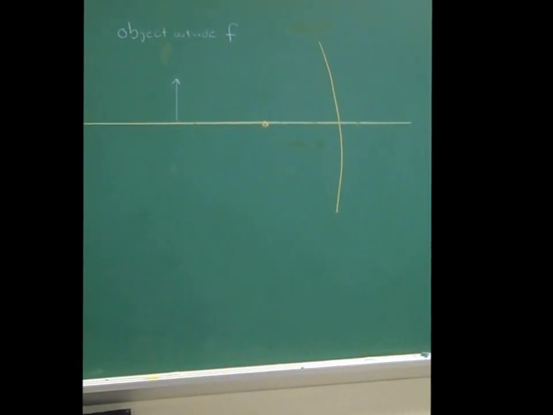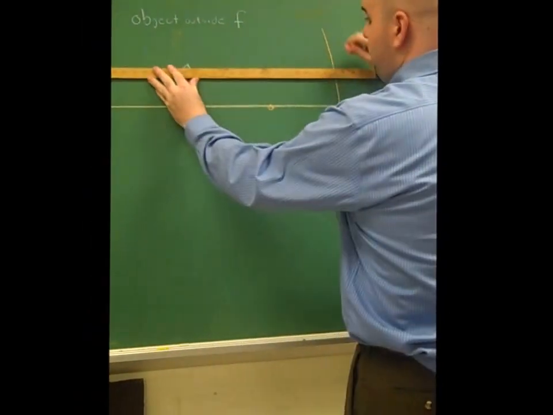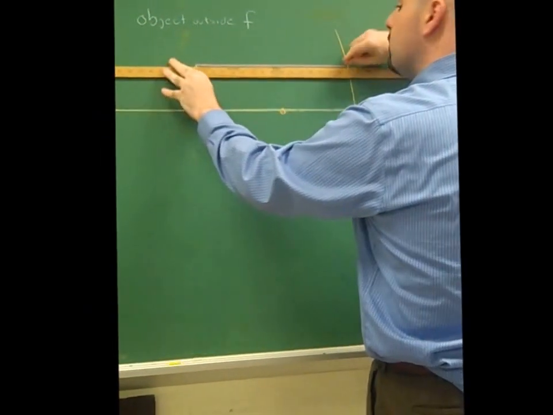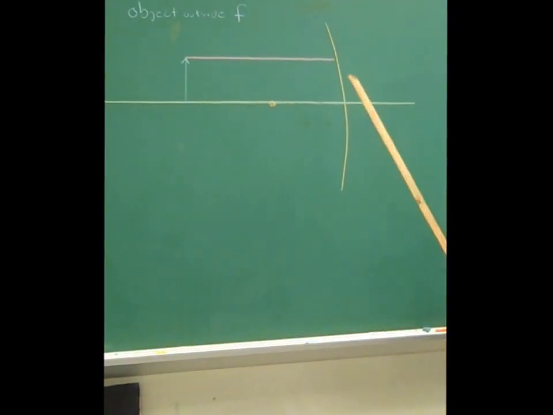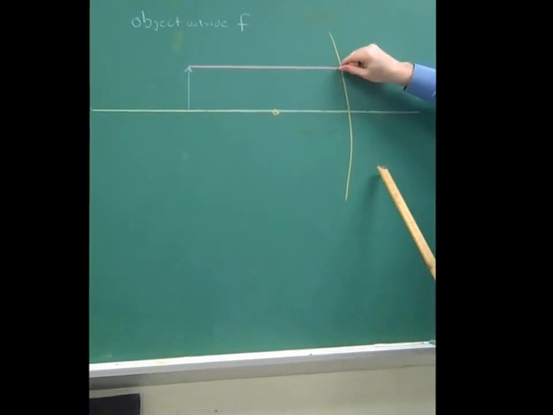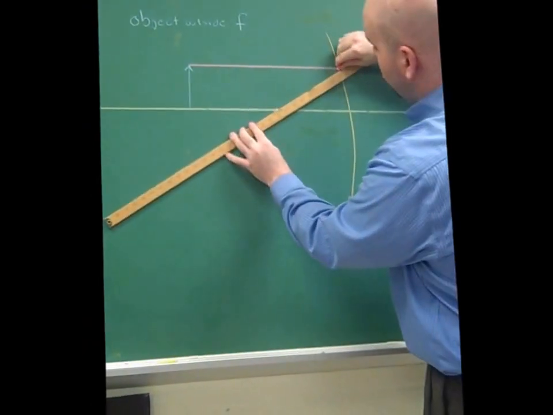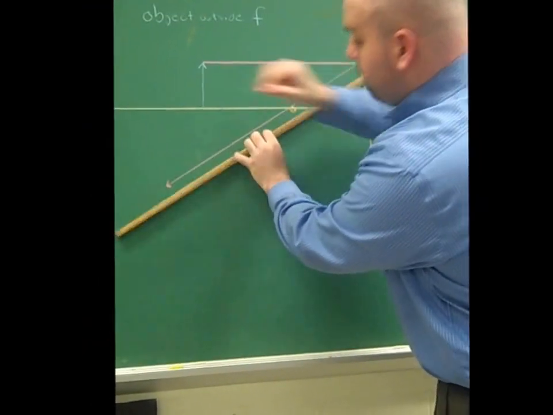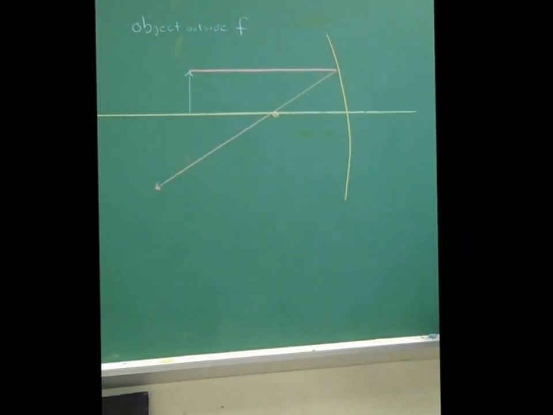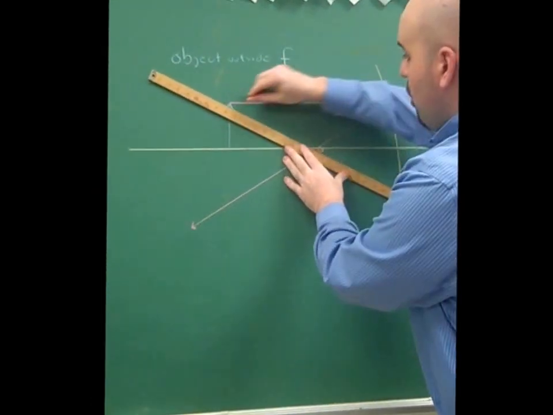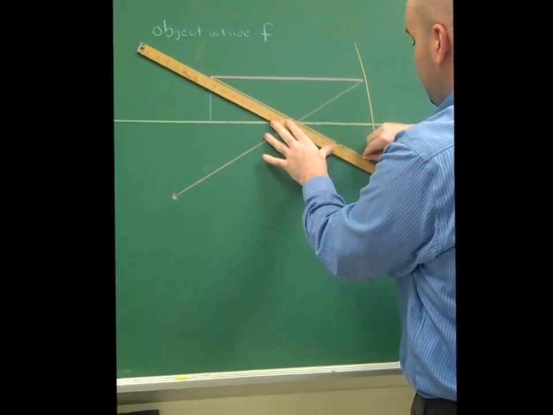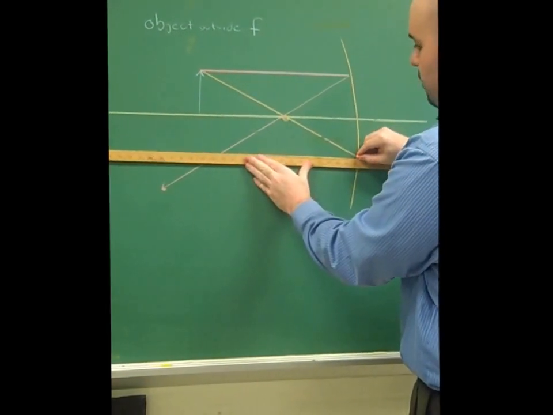The first light beam is going to go from the tip parallel till it hits the mirror. And when it hits the mirror, it's going to reflect, because of the shape of the mirror, through the focal point and keep going. The second light ray is going to go from the tip through the focal point till it hits the mirror and reflect parallel straight back.